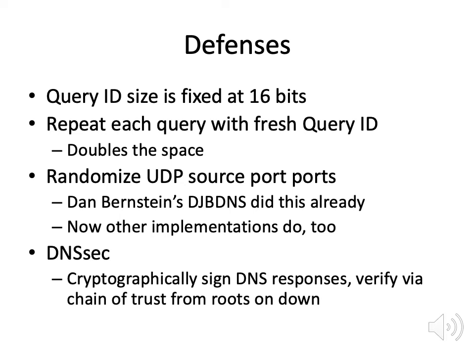We can also randomize the UDP source port. Instead of always using the same source port as long as the DNS resolver runs, we can have a different source port for every single DNS request. This means that you have to guess the right DNS source port and query ID combination to get it right.